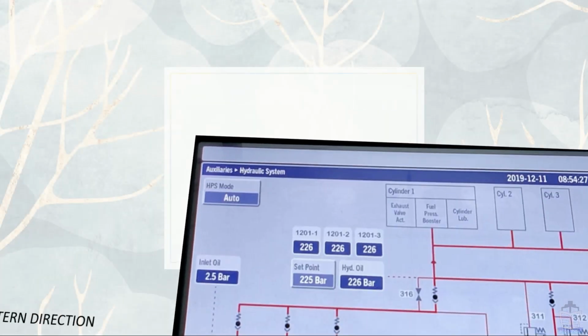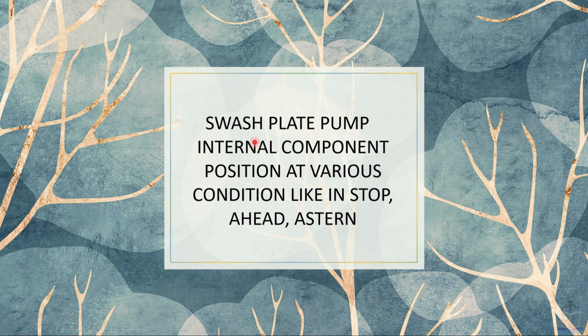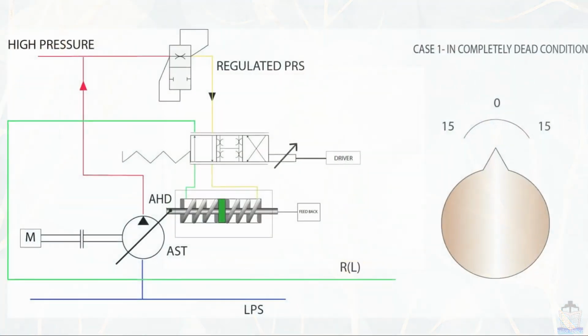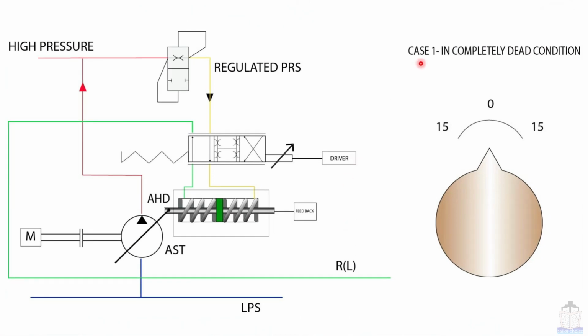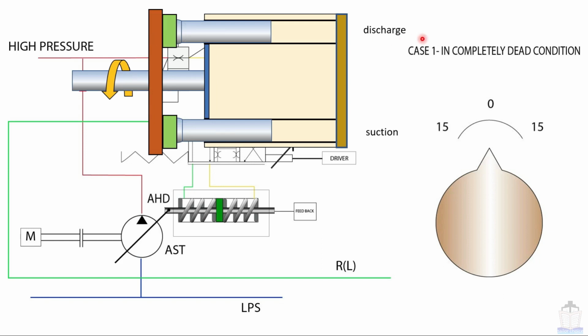Now moving to the next topic, that is swash plate pump internal component positions at various conditions like stop, ahead or astern. So case first is the completely dead condition. Suppose there is no pressure, the engine is stopped and the electrically driven startup pump is not running. In that condition, what will happen? This pilot valve proportional valve will be positioned in such a way that the piston will be at its middle position, which will bring this cam position to the 0 angle degree. So in completely dead condition, the cam position will be like this.